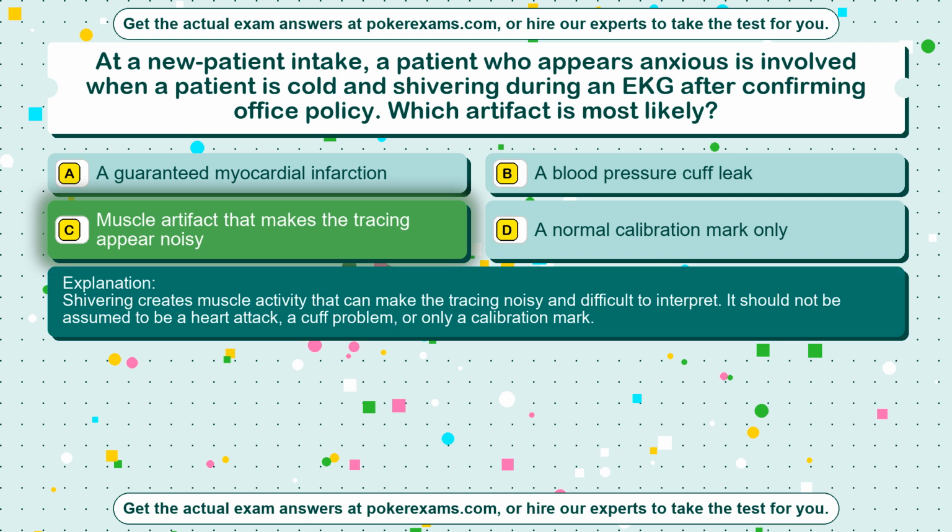Shivering creates muscle activity that can make the tracing noisy and difficult to interpret. It should not be assumed to be a heart attack, a cuff problem, or only a calibration mark.